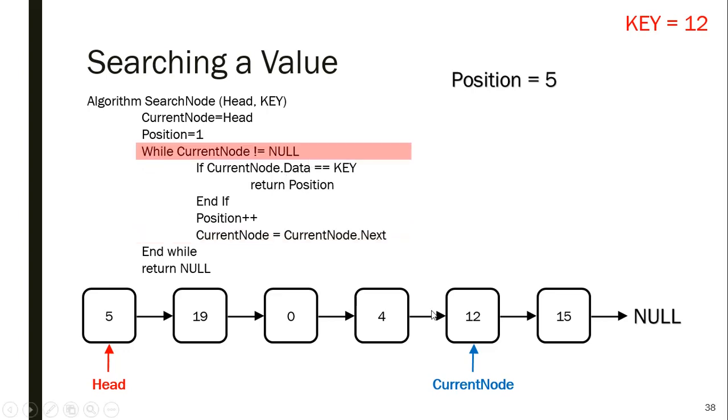Current node is not equal to null, the condition is true, and current node dot data is 12, which is equal to key, that's also 12. So this condition is true and its body will be executed, and it will return 5. Whenever we say return something, it means the algorithm is going to end, so every other statement will be neglected.